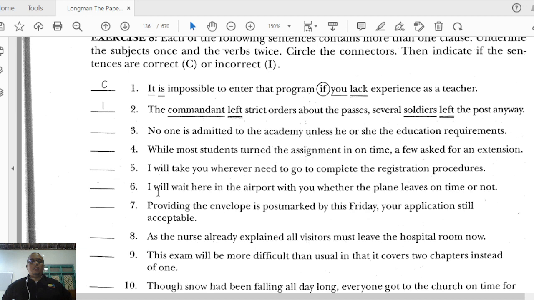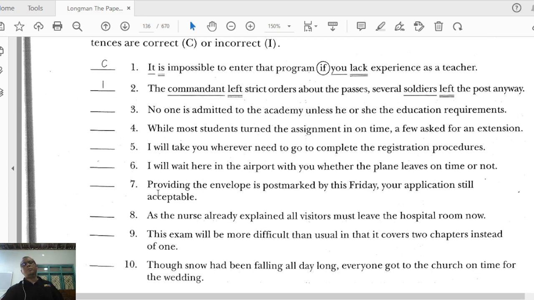It is impossible to enter the program if you lack experience as a teacher. Correct. The commandant left strict orders about the passes, several soldiers would enjoy it. Okay, I give you time dulu, silakan dicoba-coba. 5 menit. Silakan dicoba sendiri 5 menit.